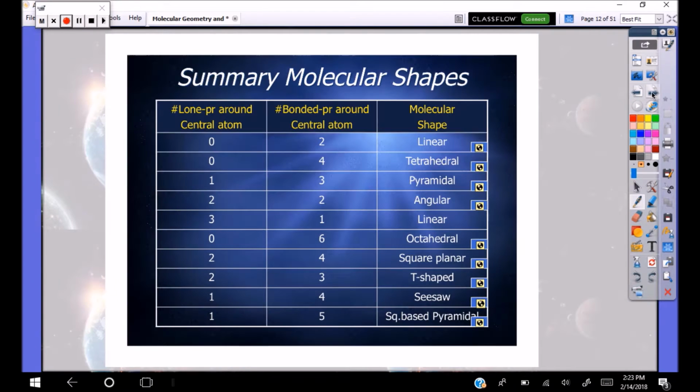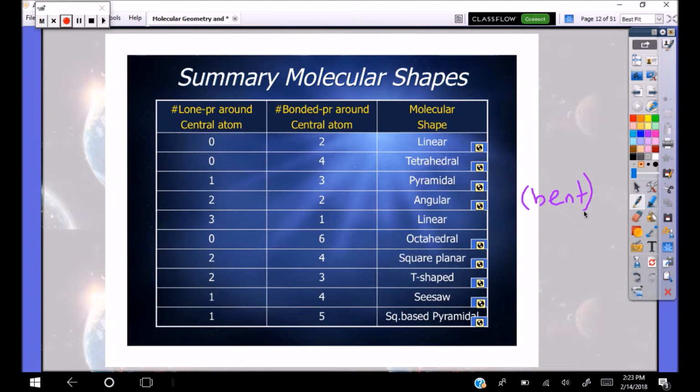Okay, and we have a chart for it. So we've got when we have 0 lone pairs around the central atom and 2 bonding groups, we get the linear shape. When we have no lone pairs and 4 bonding groups, we get the tetrahedral shape. When we have 1 lone pair and 3 bonding groups, we get the trigonal pyramidal shape. You might hear it referred to as angular or bent when we have two bonding and two lone pair groups.